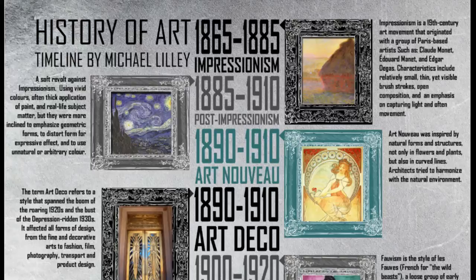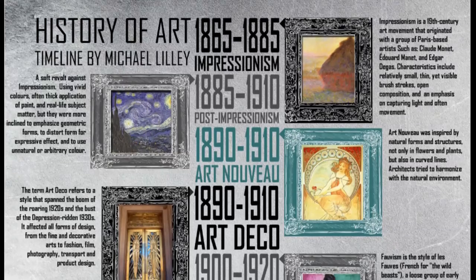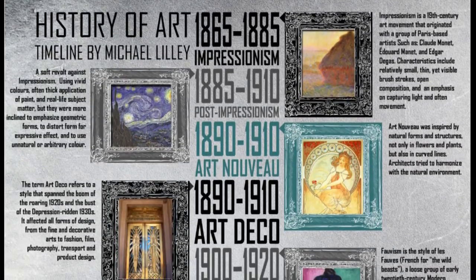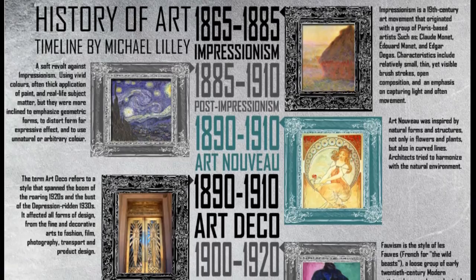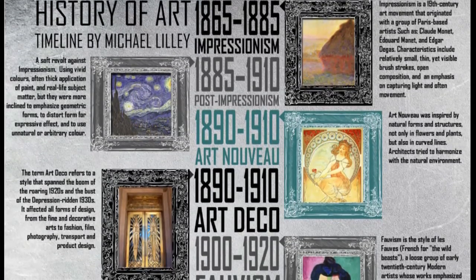1865 to 1885 saw Impressionism. Impressionism is a 19th century art movement that originated with a group of Paris-based artists such as Claude Monet. Characteristics include relatively small, thin, yet visible brushstrokes, open composition, and an emphasis on capturing light and often movement.